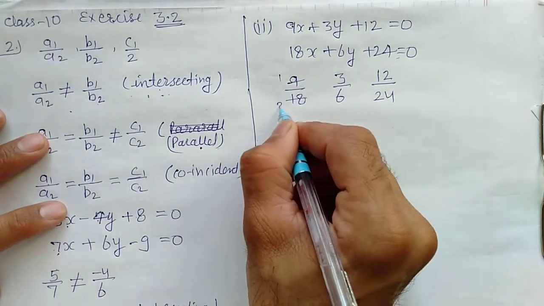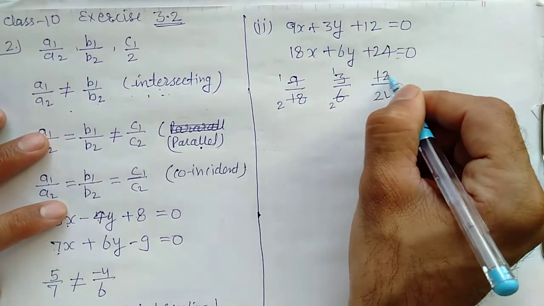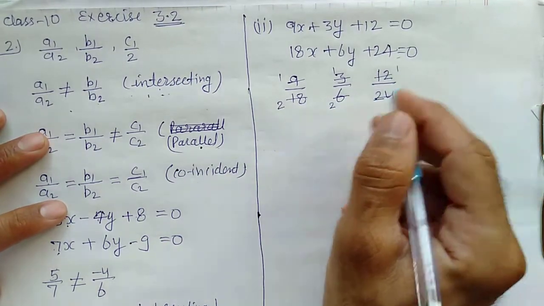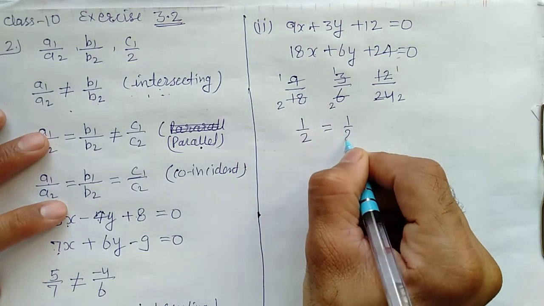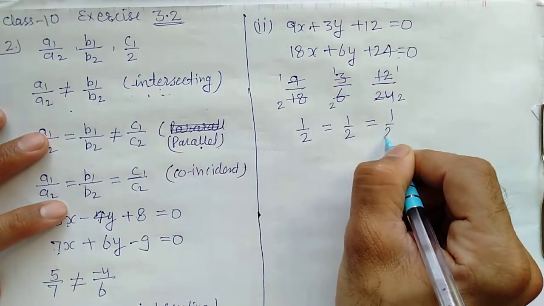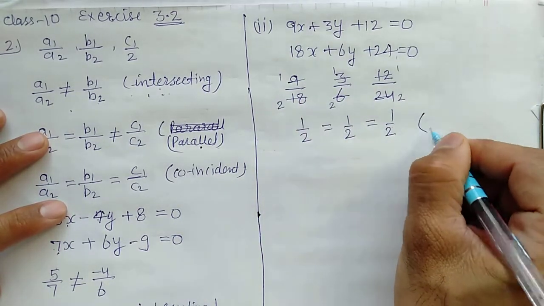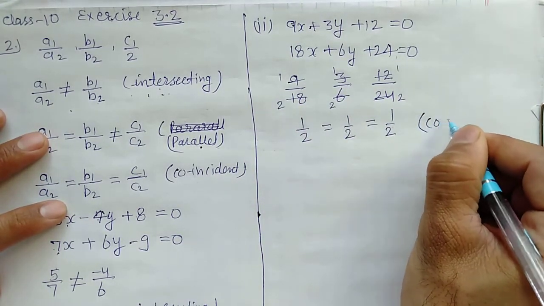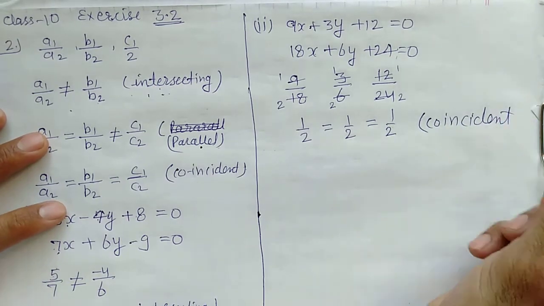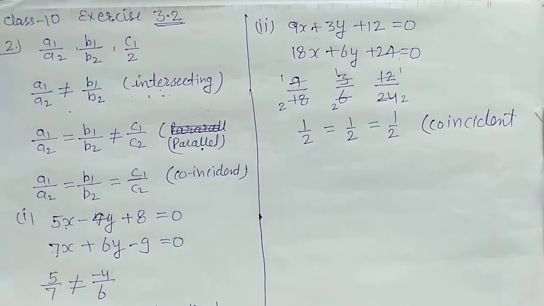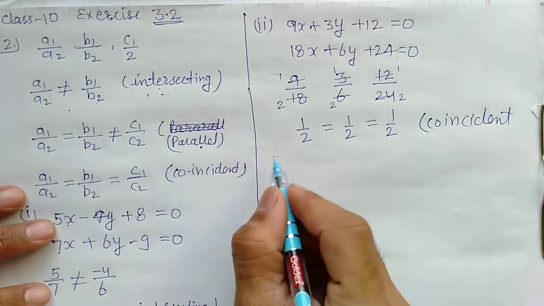9 ones are 9, 9 twos are 18, 3 ones are 3, 3 twos are 6, 12 ones are 12, 12 twos are 24. Here a1 upon a2 is equal to b1 upon b2 is equal to c1 upon c2. See, all are equal. It means lines are coincident. Like this we have to check. Similar questions are there, nothing else.